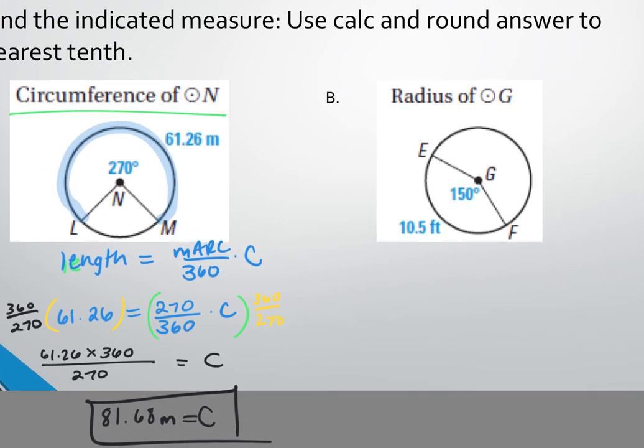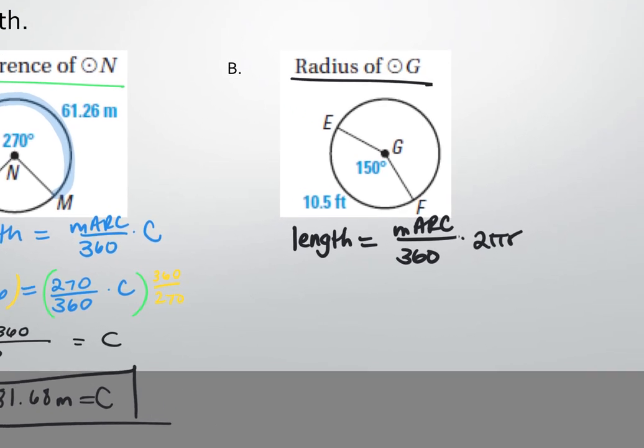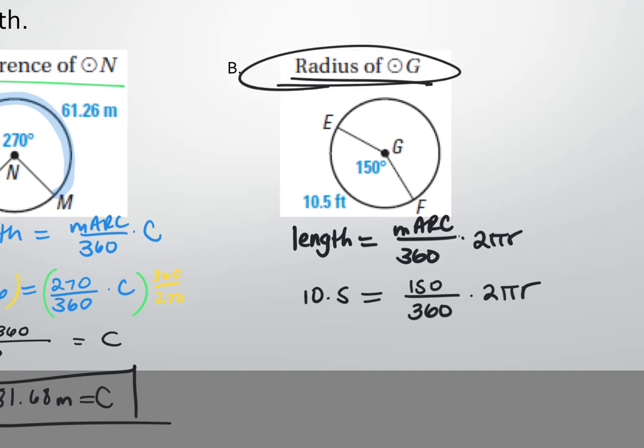All right, B, you're given the length and the measure again, and this time we're looking for the radius. So I'm going to use that the length equals the measure of the arc over 360 times, if I want radius, I use 2 pi r. The length is what? 10.5. Good. What's the measure of the arc? 150 over 360 times 2 pi r. Why aren't you doing C? Because I want to get to the radius this time. I could do C, but then I'd have to do C equals 2 pi r, so you might as well just do it now.